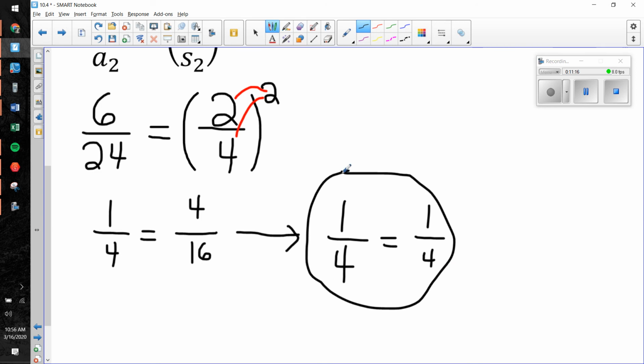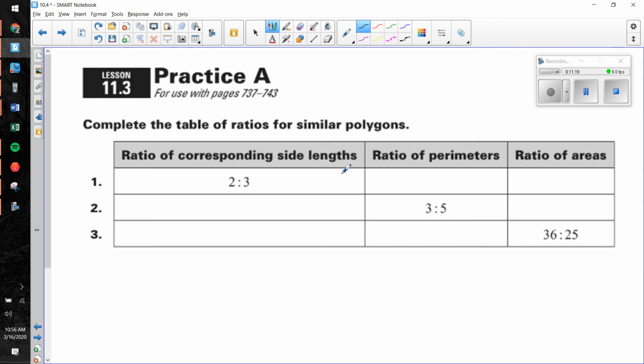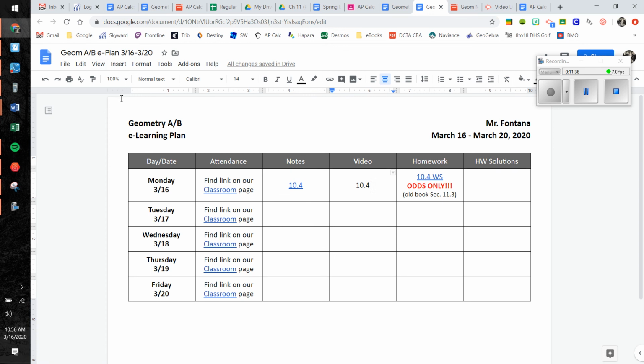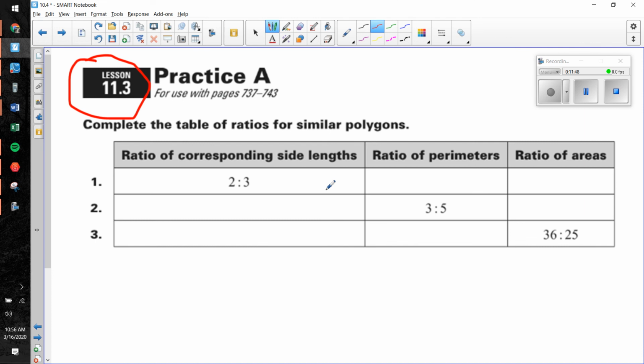Okay, so let's see some of that stuff in some examples moving forward. I thought rather than trying to cook up a bunch of new examples, we would take a look at the real homework assignment that you guys are going to be doing on this section. Now, this says lesson 11.3 because it comes from the old textbook, but as I posted on our classroom page, this document, that says Geometry AB in the e-learning plan, is the 10.4 worksheet for this section. So this is what we're going to be working on.